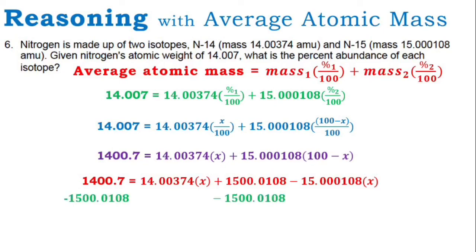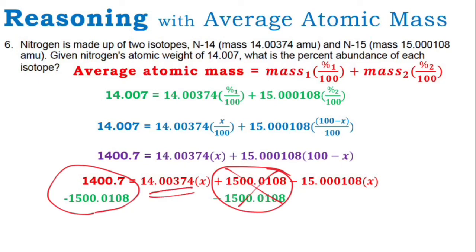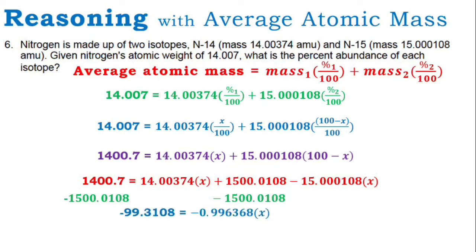And now we're going to combine like terms. So I'm going to be subtracting that 1500.0108 to get the non-x terms off of this side. So that's going to cancel out and put that number over here along with the 1400.7 that doesn't have x. And then I'm going to take this 14x minus this 15 and something x and combine those terms together. That gets me a much simpler equation. Negative 99.3108 equals negative 0.996368 times x. And then, of course, all that we need to do to solve for x is divide by that number that is next to it.